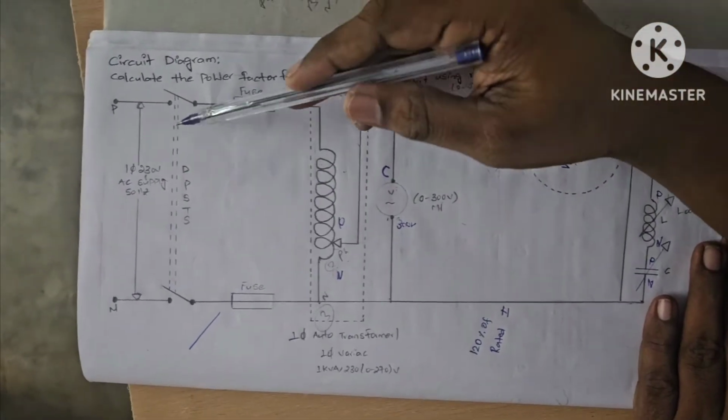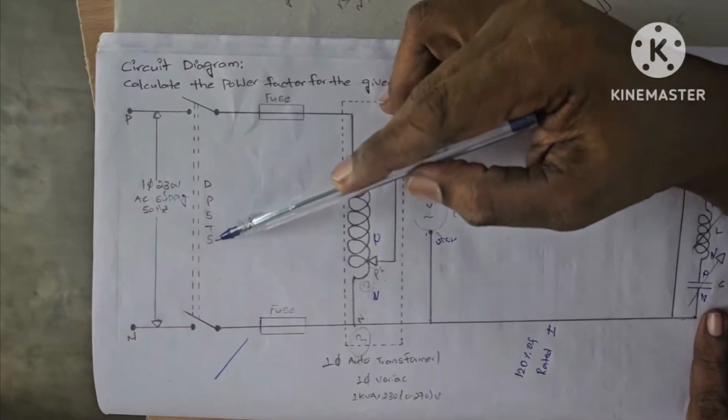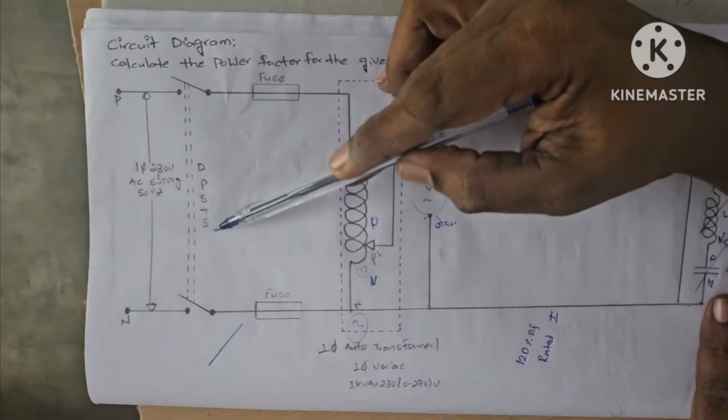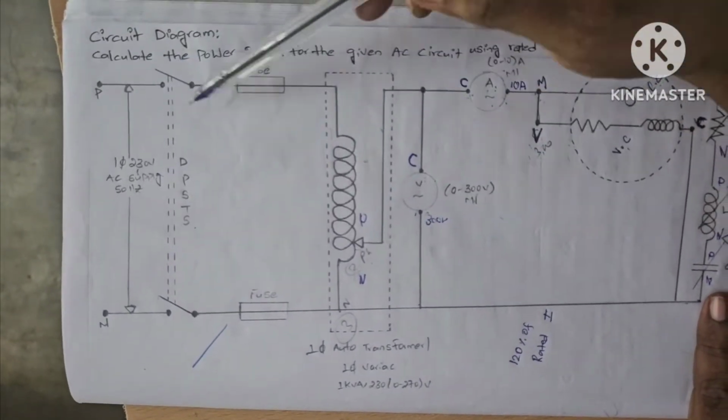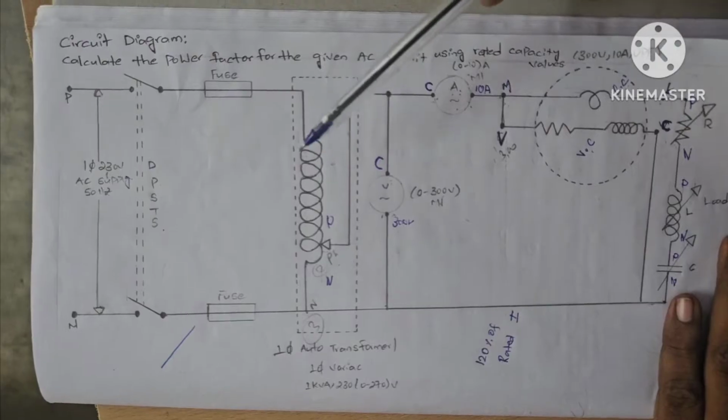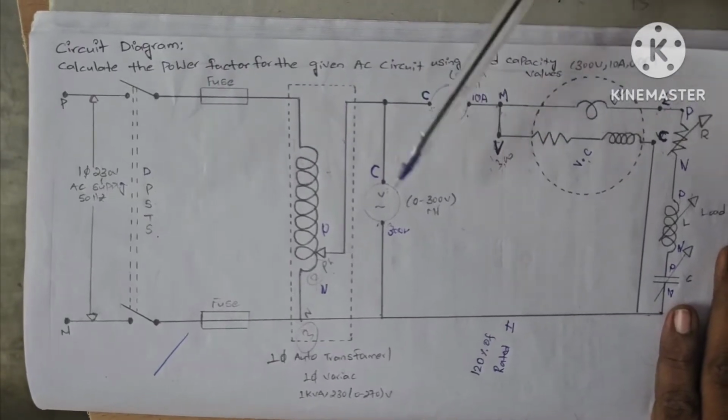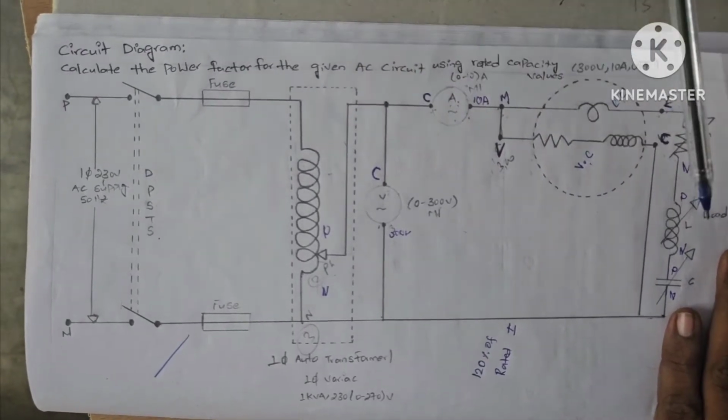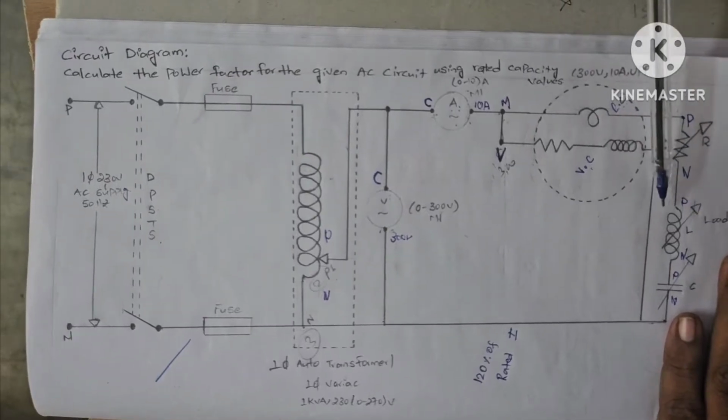Then we have a switch. This is a DPST switch, which is a double pole single throw switch, and then we have an input supply. Using this circuit, we are going to perform an experiment. Next we will see how we can build the circuit using practical components.